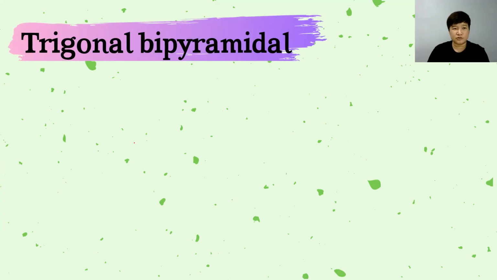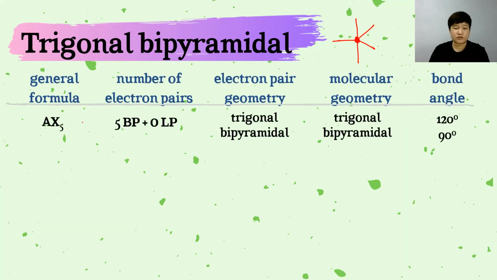Next, we'll look into trigonal bipyramidal. We know that your trigonal bipyramidal looks something like this. That is how your trigonal bipyramidal looks like. The basic information for trigonal bipyramidal: general formula AX5, the number of bonding pair is 5. The total number of bonding pair must be 5 for the basic trigonal bipyramidal. The electron pair geometry will be equal to the molecular geometry because there is no lone pair. And the bond angles for trigonal bipyramidal are 120 and 90. I hope you remember that is your 90, that is your 120.